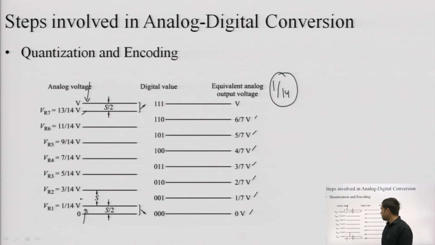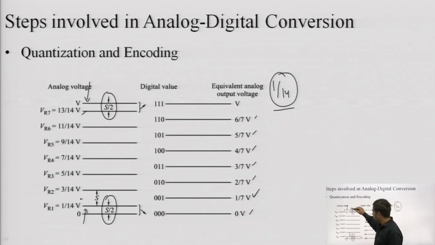So by doing this, we are able to reduce the quantization error. We can see that this is 1/7 and this is 1/14. So 1/7 minus 1/14 is equal to 1/14, so the maximum error is 1/14. That's why we are saying that by doing this S/2 on the first and the last level, we can reduce the quantization error by half. So this is one way by which we can reduce the quantization errors.